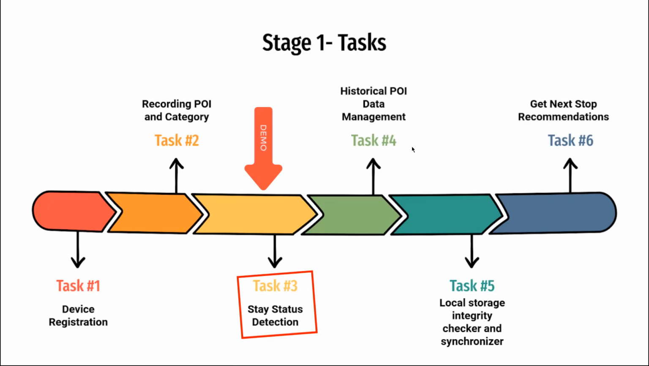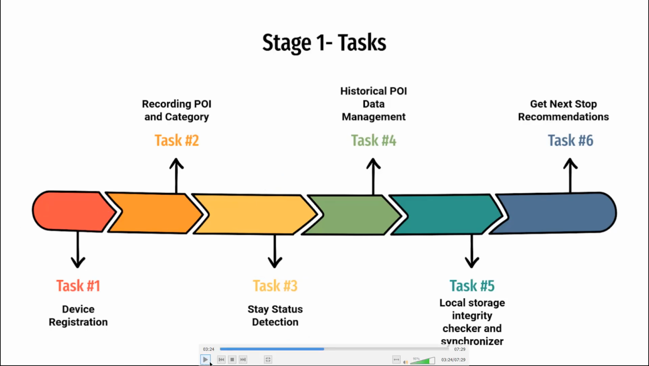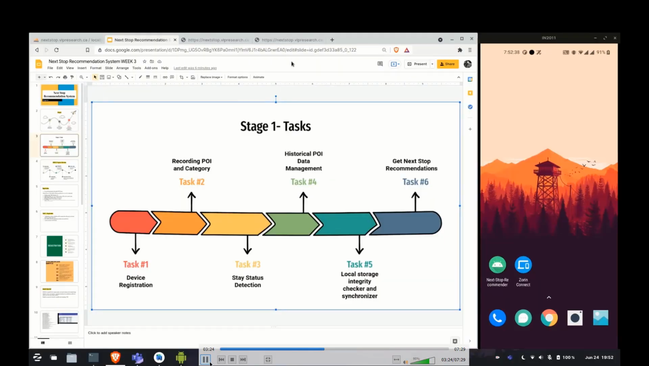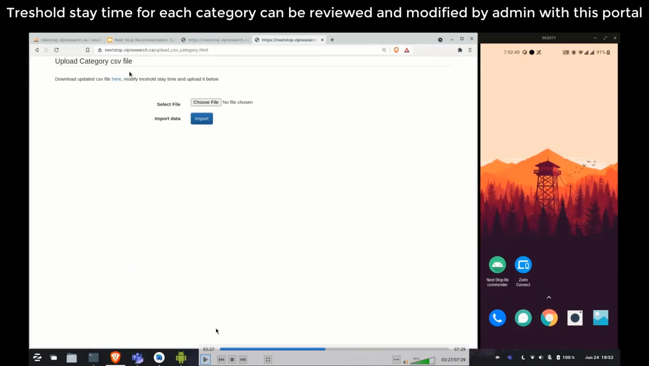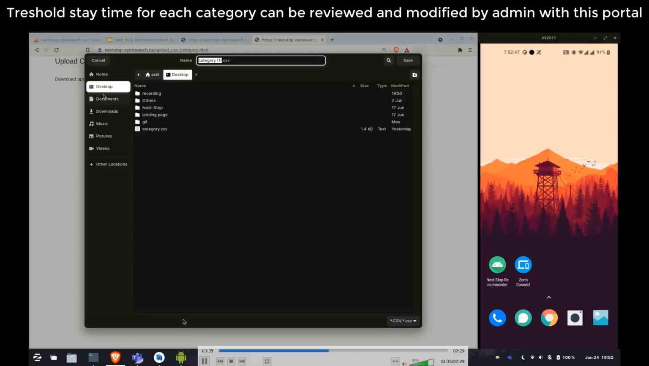Now about the task, the stay status detection. Like I told you, every category can have a threshold stay time, so there should be a way to update or change the values of each category. That's why a portal is made for that purpose. You can see that you can download an updated CSV file here, and you can modify the threshold stay time and upload it again below. So when you click on the file to be downloaded, you can use that to modify it.